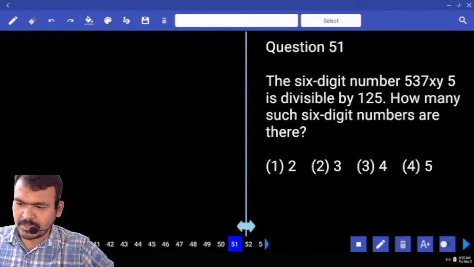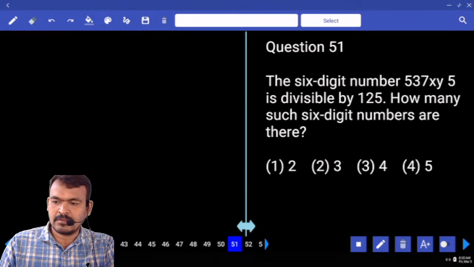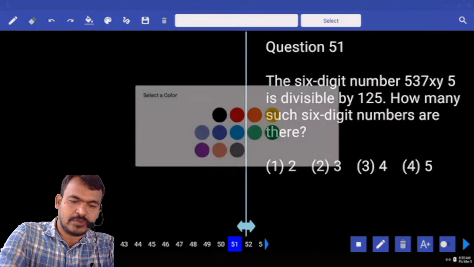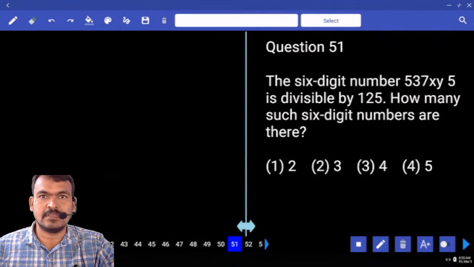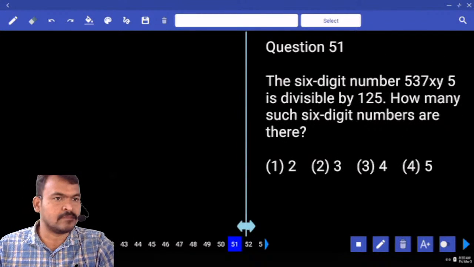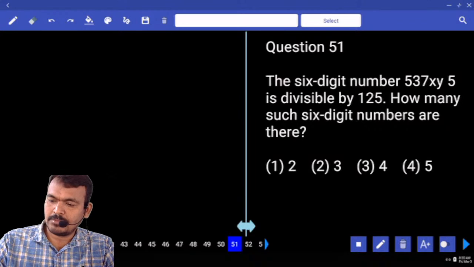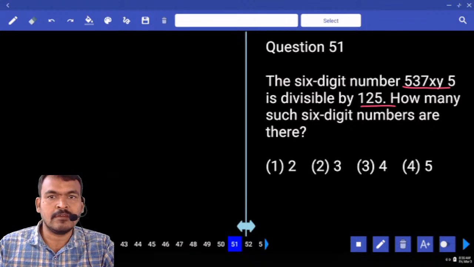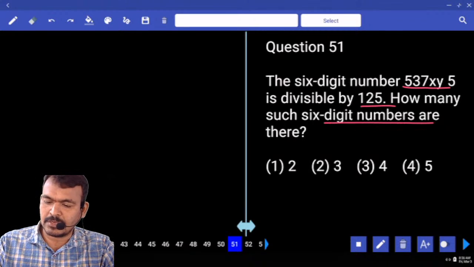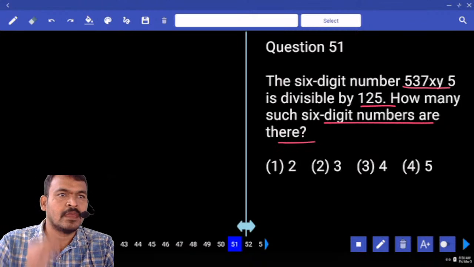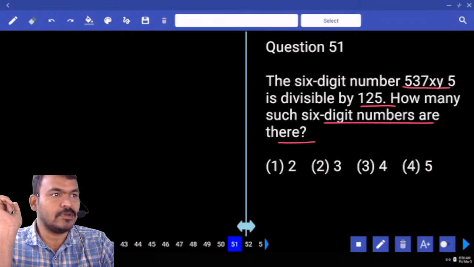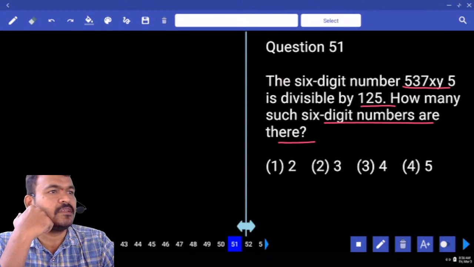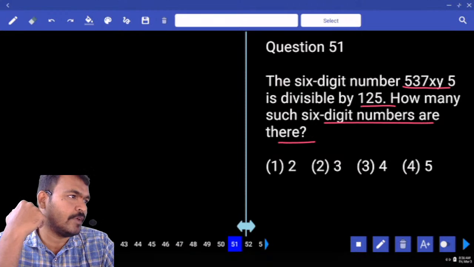The 6-digit number 537XY5 is divisible by 125. How many such 6-digit numbers are there? The units digit is 5. It must be divisible by 125, which means the last 3 digits must be divisible by 125.